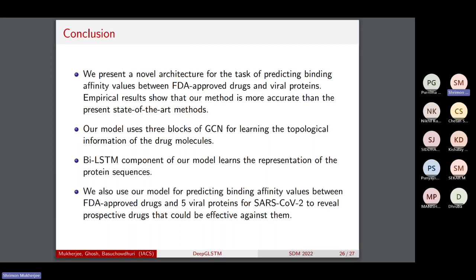Also, our model uses 3 blocks of GCNs, the first and second block, which capture the graph representations to learn the topological information of drug molecules very well. Our model also has another block, a DeepGLST with an LSTM layer, which captures the protein sequence information. Finally, we take the FDA-approved drugs and get the binding affinity values between those drugs and the target protein, and infer which drugs can be applied against SARS-CoV-2.